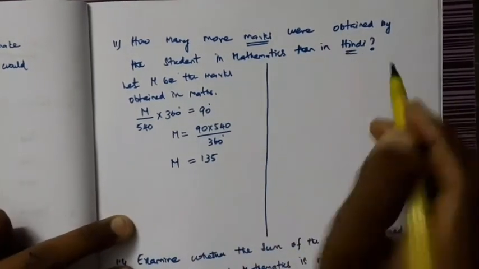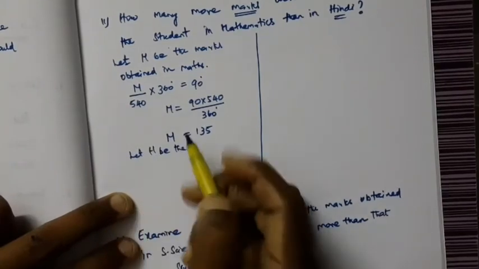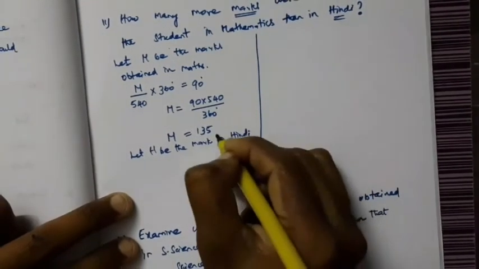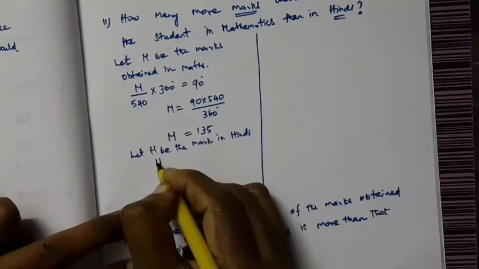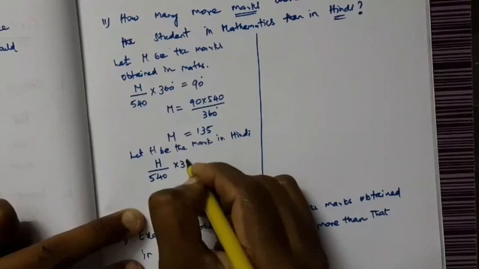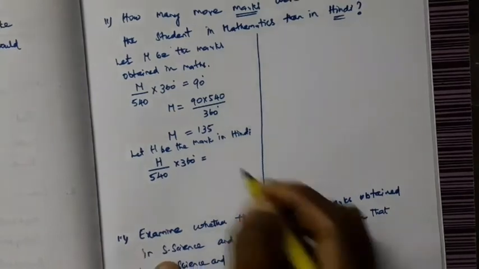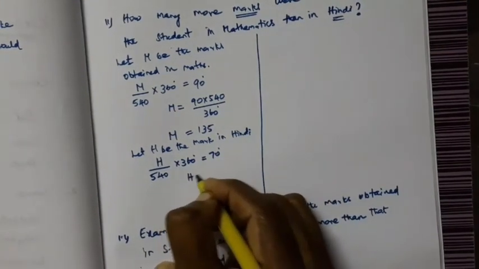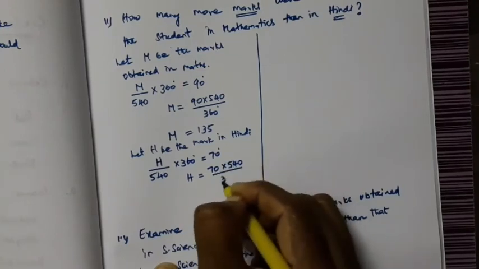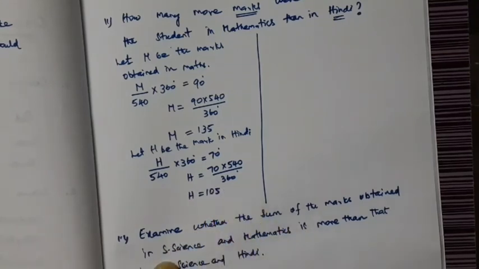Then what is the Hindi mark? Let H be the mark in Hindi. The total mark is 540 multiplied by 360 degrees. What is the angle for Hindi? It is 70. So H is 70 multiplied by 540 divided by 360. So here H is 105. These are the marks.